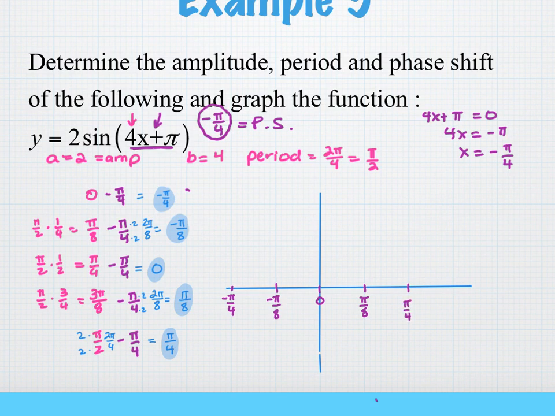My amplitude is 2, so I'm going up to positive 2 and down to negative 2. And now my 0 starts here. I start at 0, I go up to the amplitude, down to 0, down to the negative amplitude, and back up to 0. And there's your sine curve with a phase shift.